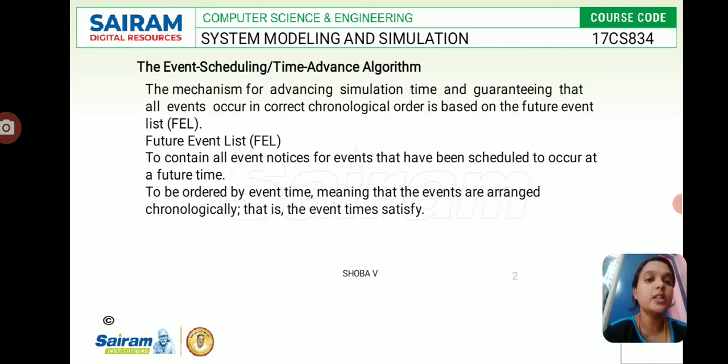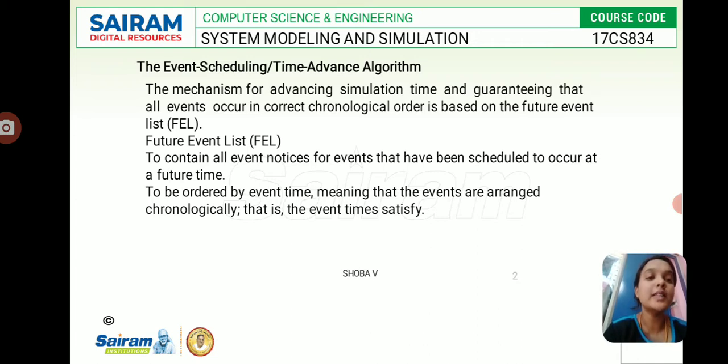Whatever event we have to process totally depends upon the future event list. The mechanism for advancing simulation time and guaranteeing that all events occur in correct chronological order should be based on the future event list. So if you want to apply events in the future, then we have to go through this future event list. In it we can find the event notices, and in those notices we can find the events that should be scheduled for the forthcoming future, containing all the event notices for events that have been scheduled to occur at a future time only.